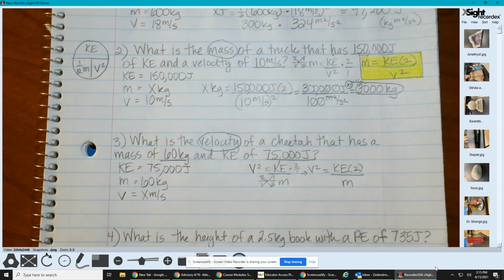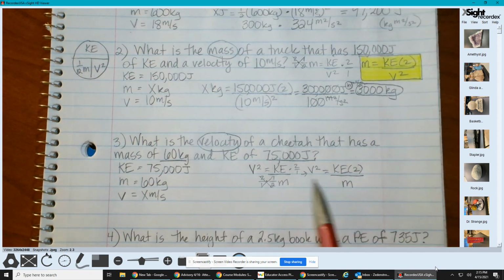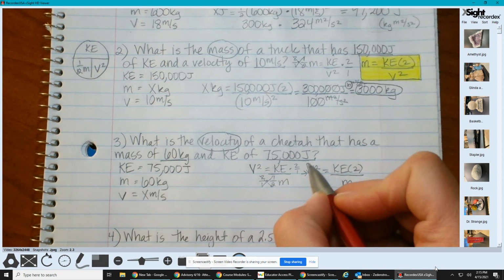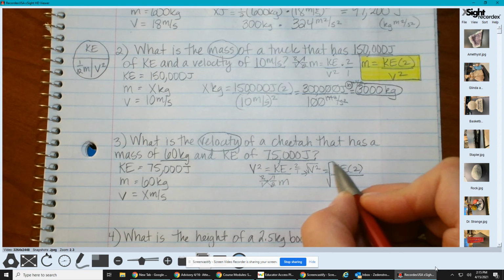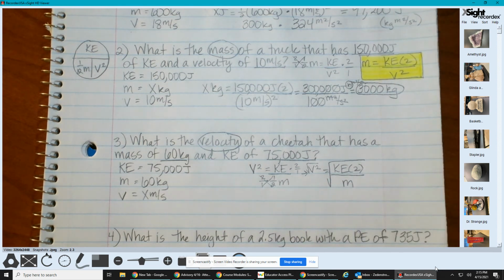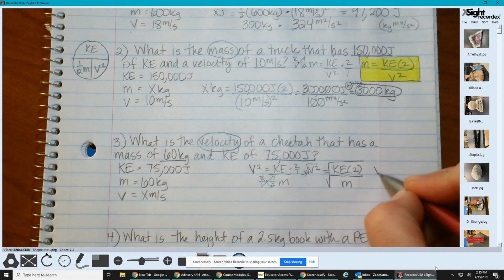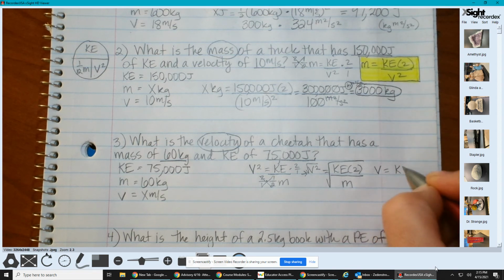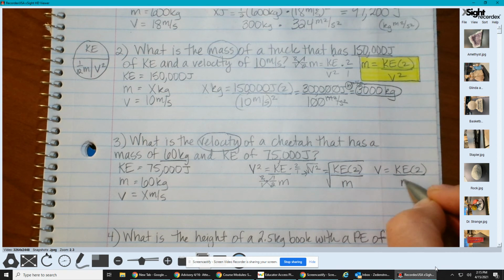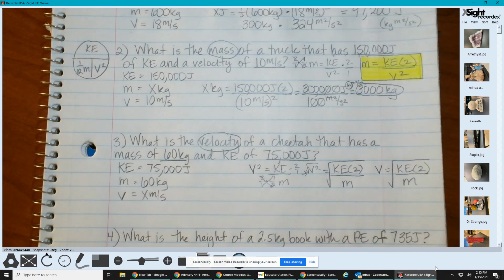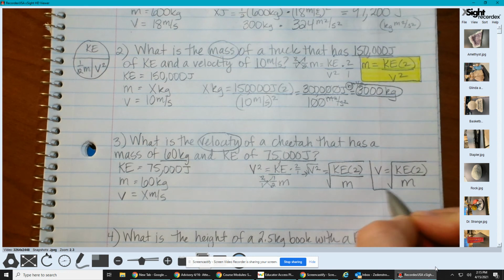But I'm not quite done. I don't want velocity squared. I want velocity by itself, just V by itself. So anytime you square something, you can do the opposite to get rid of it, which is square root it. If I do it to one side, I have to do it to the other side. So ultimately, that's going to leave me with my final equation of velocity equals KE times 2 over mass, and that whole side will be square rooted at the end. So this is my final equation I'm going to use.